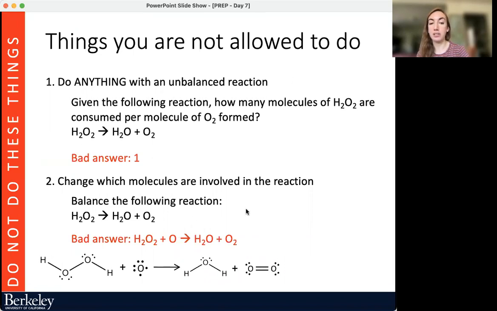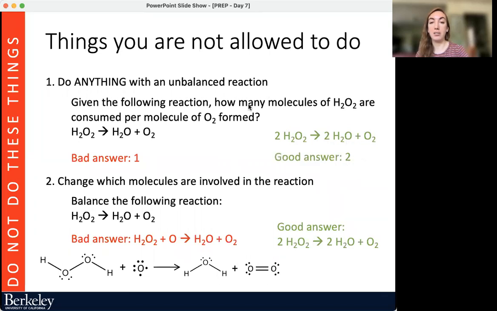So what you need to do is balance the reaction just by changing the coefficients, the stoichiometric coefficients, those numbers in front of each molecule. And then once you do that, you can interpret things using those numbers. So given this balanced reaction, 2 molecules of H2O2 combine to make 2 molecules of H2O and 1 molecule of O2. Then I know that 2 molecules of H2O2 are consumed for every molecule of O2 formed.